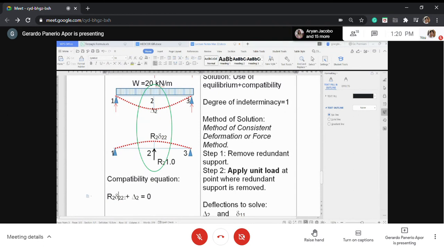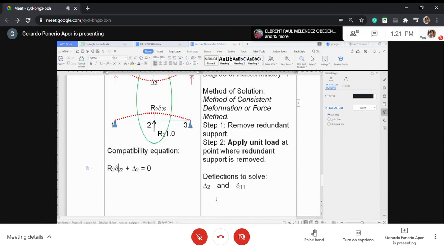Okay. Thank you, sir. So, load applied at 2, then you determine the deflection at point 2. So, determine the deflection at point 2. That's the question I am waiting for. So, this one is also 2 2.